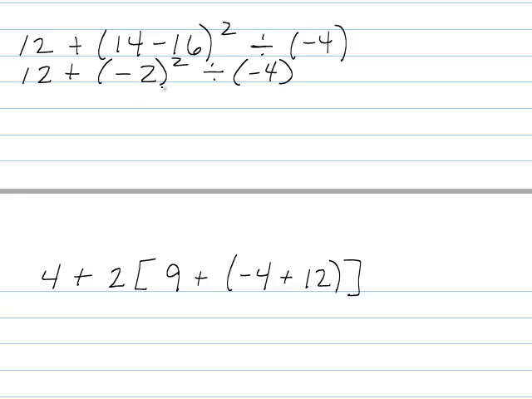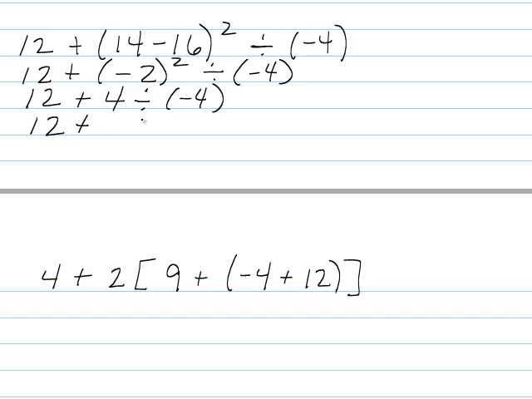Next step is to handle our exponent. 12 just is there. Negative 2 multiplied by negative 2. I have two negatives. That gives me a positive, so this is positive 4. And then divided by negative 4. Next step is to do our multiplications and divisions left to right. Well, I only have 4 divided by a negative 4, and 4 divided by 4 is 1. Since I have one negative, this will be negative 1.